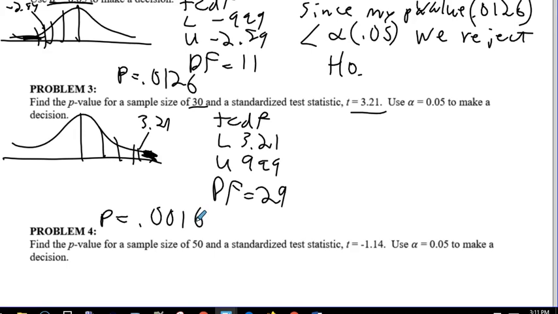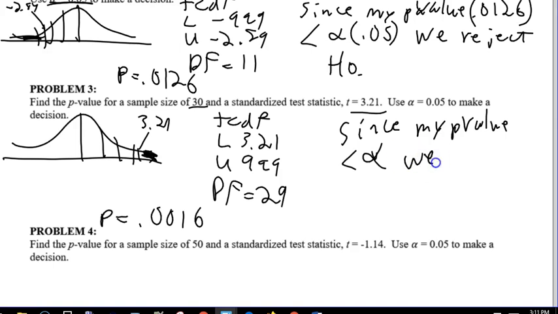For this one, guess what? It's the same thing. Since my p-value, I can spell, I really can. My p-value is less than my alpha, we reject the H0. So this time we had a positive one, a little bit different to mix it up.